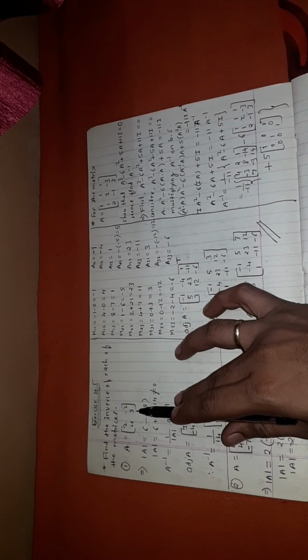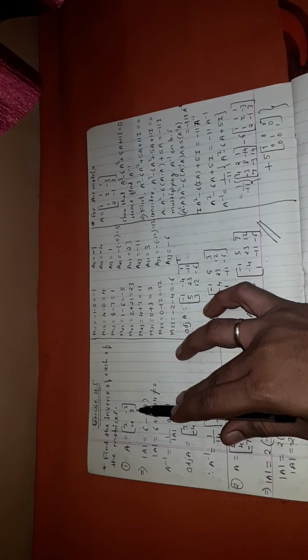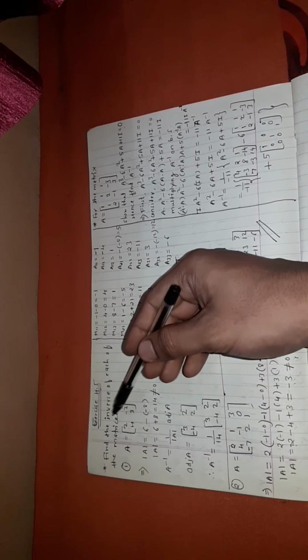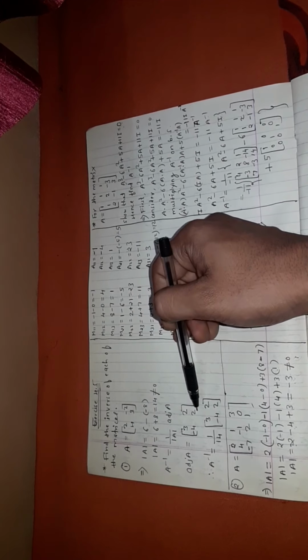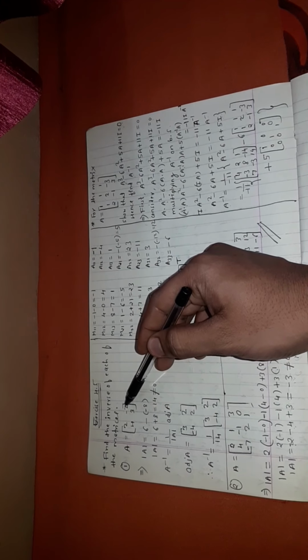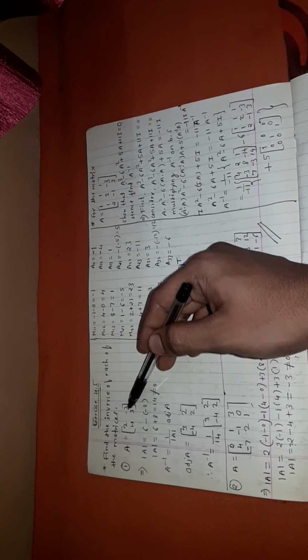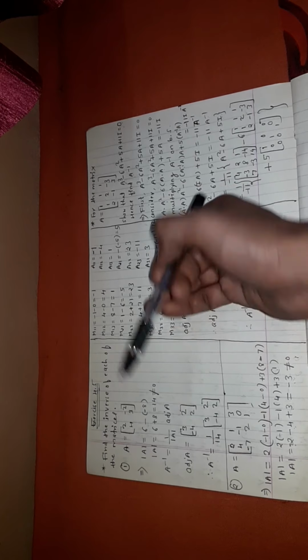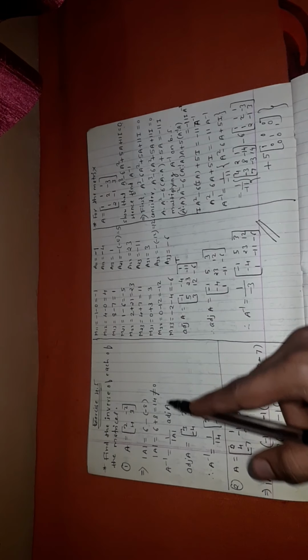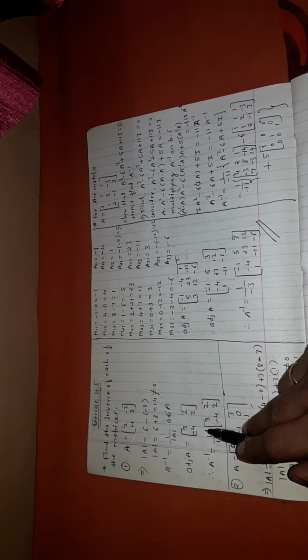This is a 2 cross 2 matrix, and for a 2 cross 2 matrix we can find the adjoint very easily. First, the left diagonal elements we have to interchange, meaning 2 3 changes to 3 2. Next, the right diagonal elements we have to change the signs. If it is positive negative, then write negative positive. This is your adjoint. Now we put these values in the formula. So A inverse is equal to 1 divided by determinant A, that is 14, into adjoint of A, and you put the adjoint of A value there.